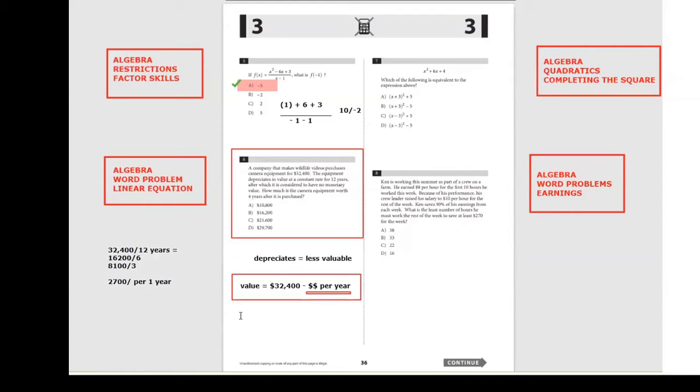So I'll write down the value, V equals, it starts at 32,400, then minus that amount each year, X. But X is 4, so how do we solve this? $32,400 minus 2,700 times 4.